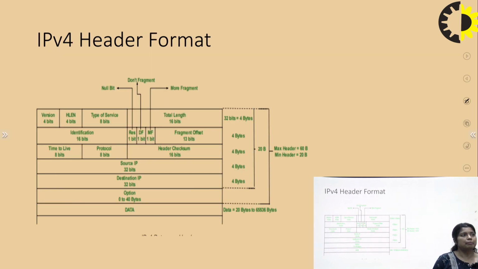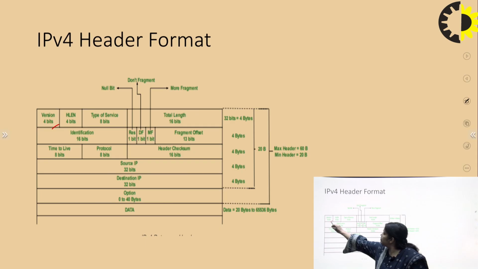Now, this is the IP version 4 header format. This is very important, and you have to remember it. Questions on the header format also come in your exam, and it is also very important for the numerical part. The first field is the version, which is 4 bits. It is always 4 because we are using IP version 4.